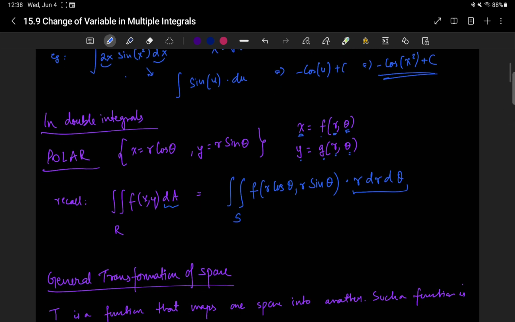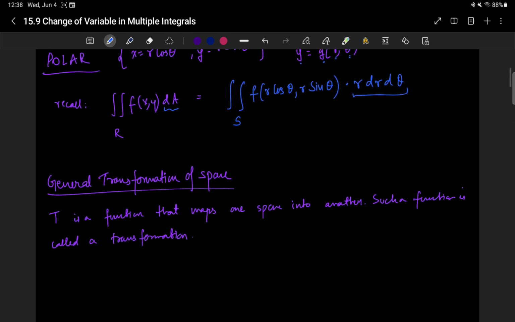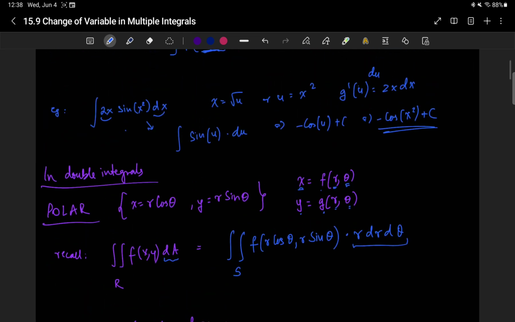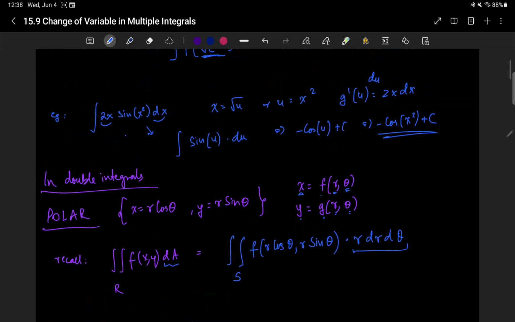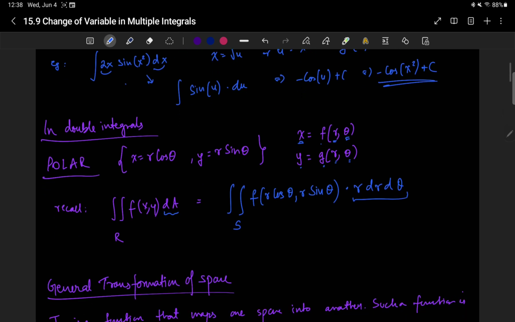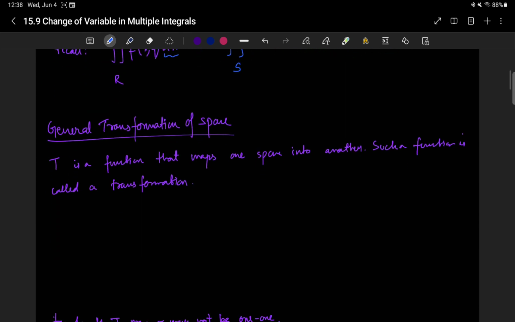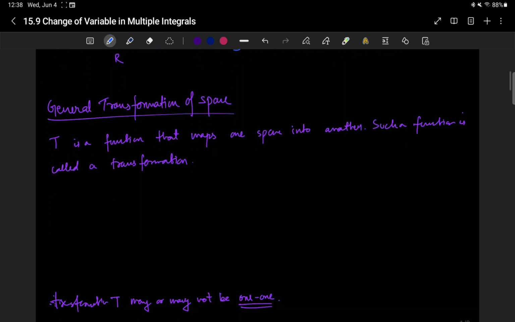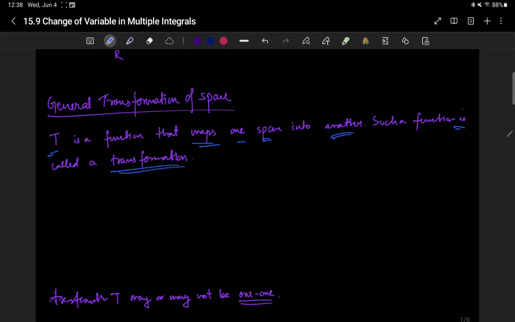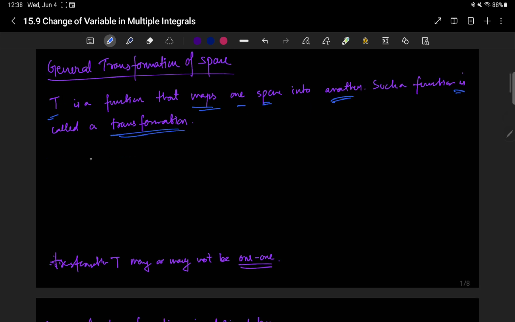Now let's move on to something that's a little bit more general, which is called a general transformation of space. So anytime we do a U substitution, or a change of system into polar, what we are actually doing is we are transforming the space into a new space. So what is a transformation? T is a function, the transformation, T for transformation, that maps one space into another. Such a function is called a transformation.